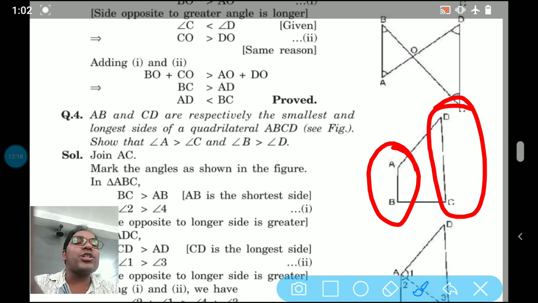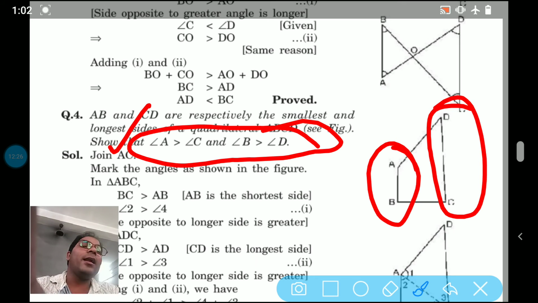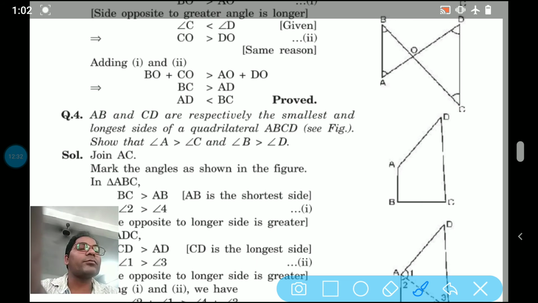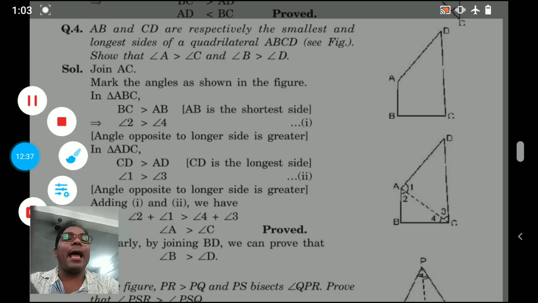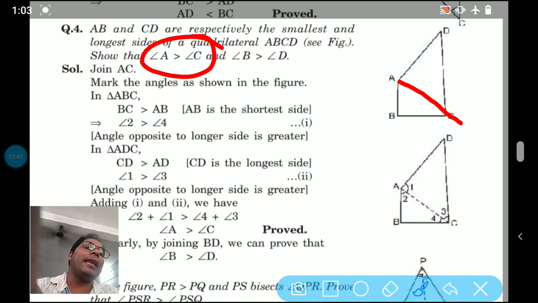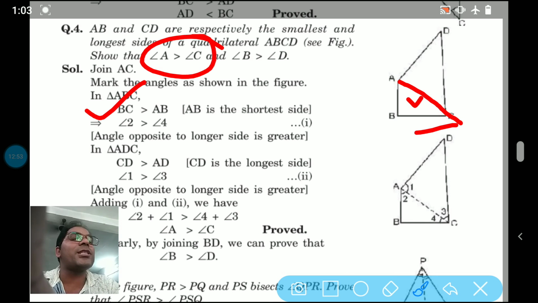Also we have to prove angle A is greater than angle C and angle B is greater than angle D. So one by one we will start to prove it. How we can prove it? You can see. First of all, for angle A greater than angle C, A and C, we will join AC, because we are taking angle A and angle C. Then BC is greater than AB.